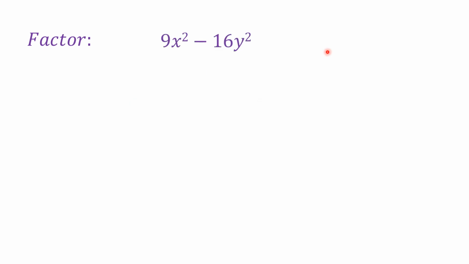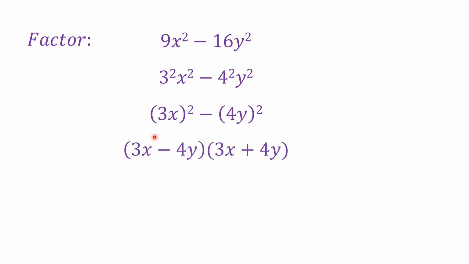Another example is 9x squared minus 16y squared. So this is a difference of two squares because 9 can be written as 3 squared, while 16 is 4 squared, because 4 times 4 is 16, 3 times 3 is 9. And we can also put it together in one square. So if it's a square in the square, we can take out the square and put it inside of parentheses, so that both are already squared. So the factored form will be now 3x minus 4y times 3x plus 4y.